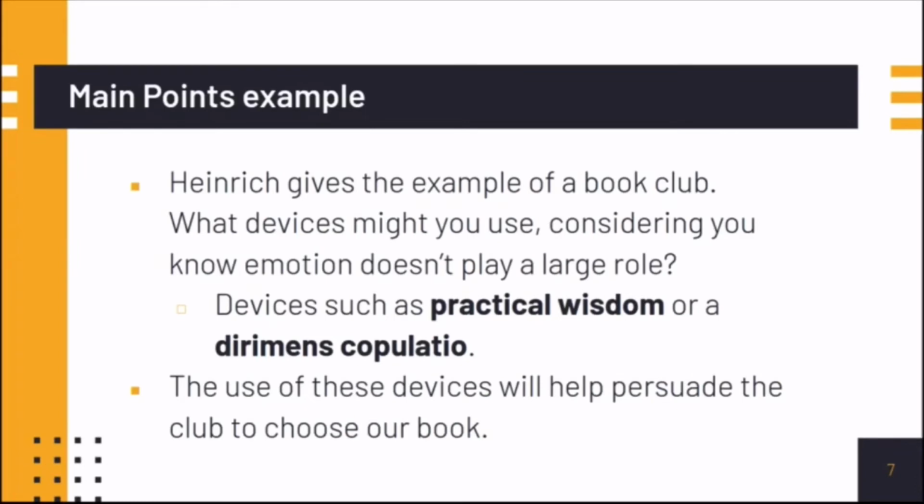What matters is the ethos, the credibility of the book. Is it credible? Ethos matters. All right, moving on. So you want to use devices such as practical wisdom or the copulato, and there's more devices. The use of these devices will help persuade the club to choose our book.